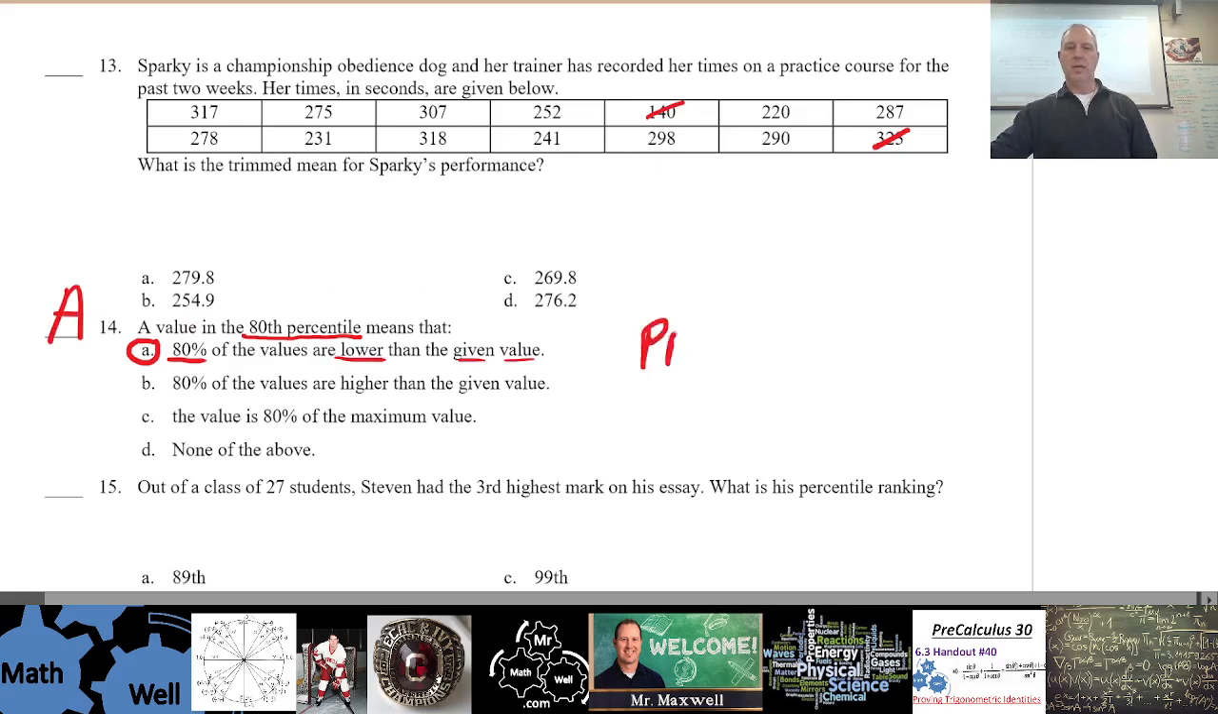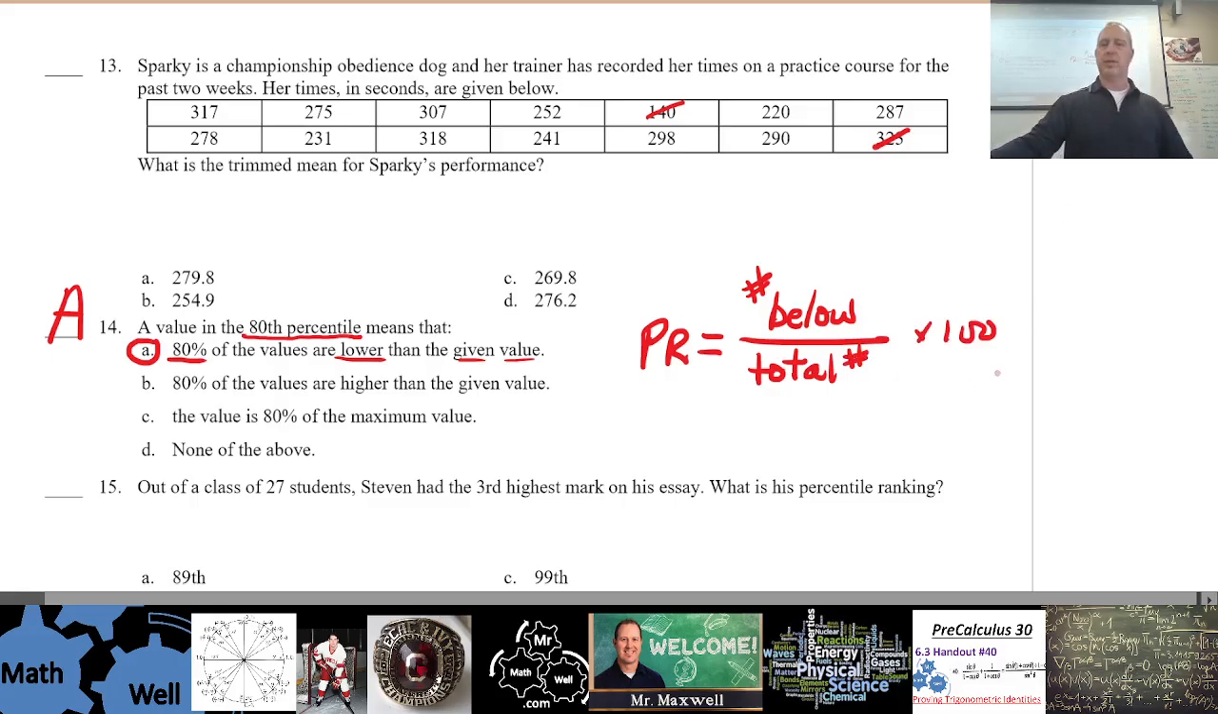Because remember, the formula is the number of items below, so the number below, divided by the total number times 100%, or times 100 really. There's really no units required for percentile ranking. You would just say, 80th percentile like this does, see? So the percentile ranking comes from the number that are beneath that.